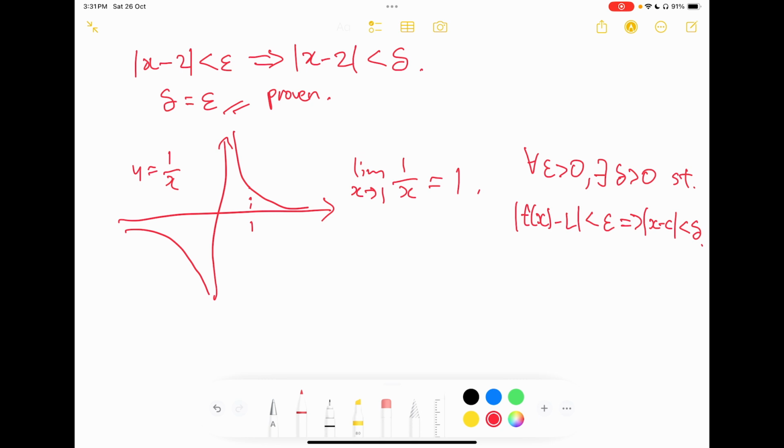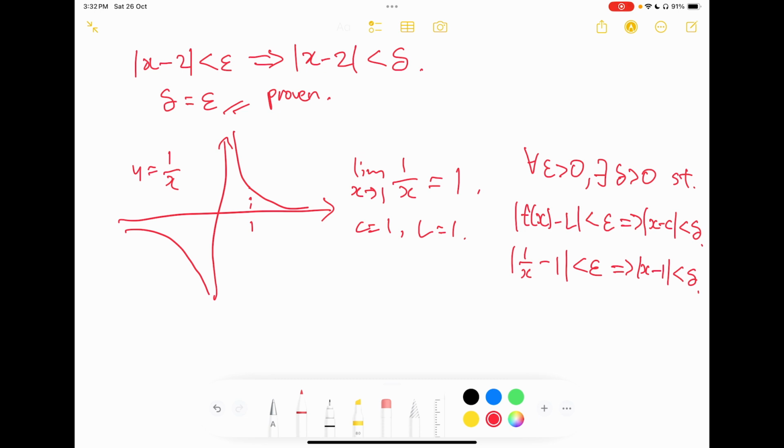So in this case, first we find c. C is 1, and L is also 1. So f(x) is 1 over x. So |1/x - 1| < epsilon needs to imply that |x - 1| < delta. All right, so we can expand this absolute value, because ultimately absolute value is just about the distance, right?